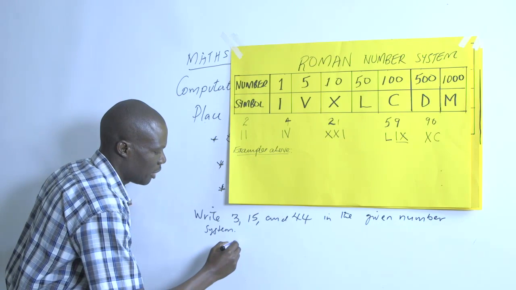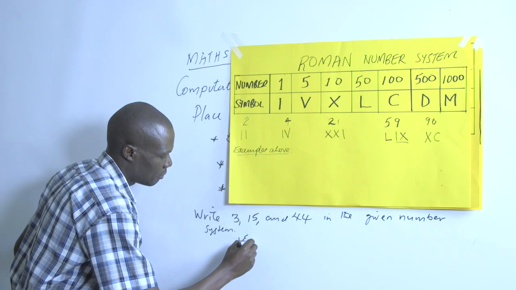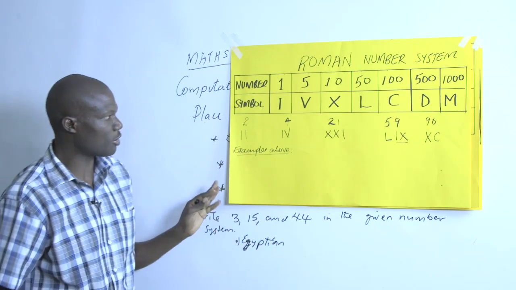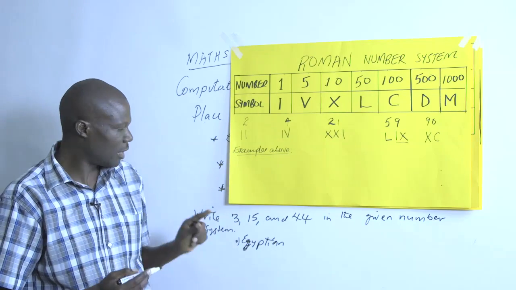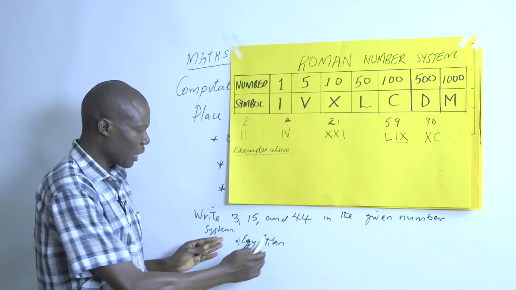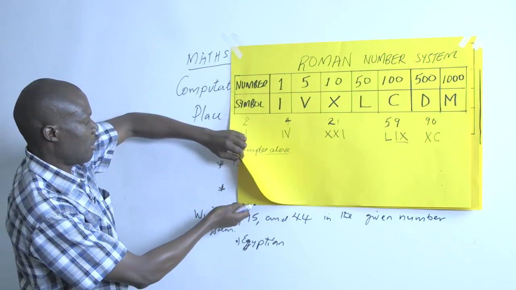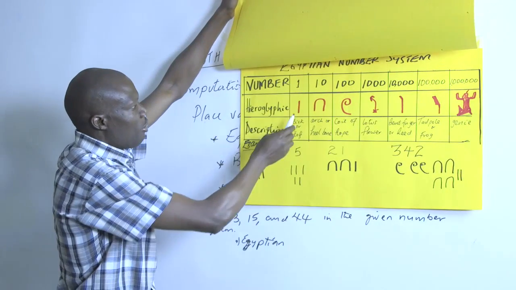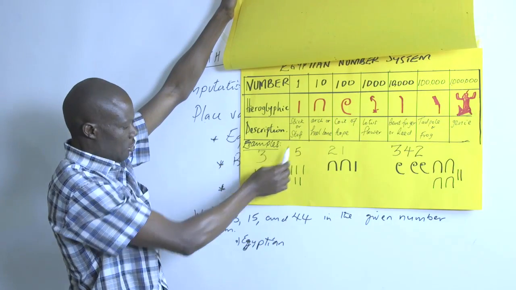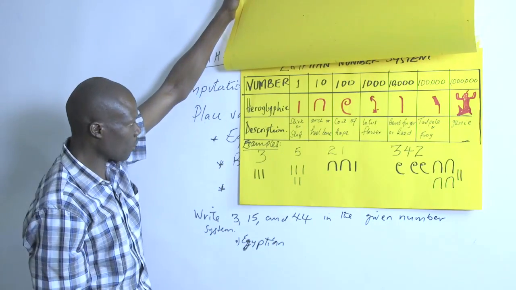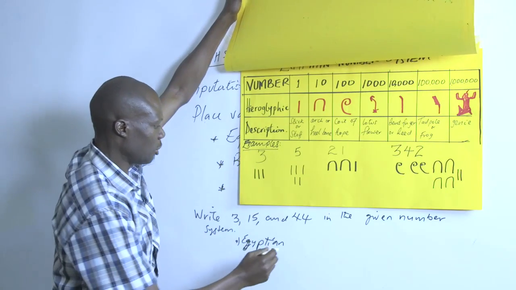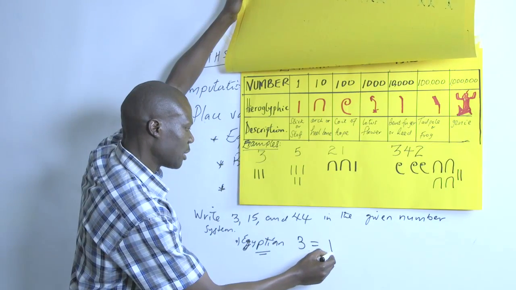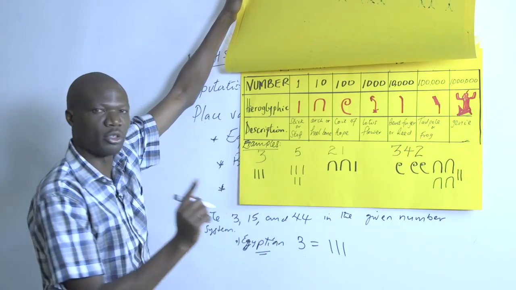The first one we have is the Egyptian. So we shall start with the Egyptian. We want to represent 3, and then 15, and then 44 using the Egyptian. Now, looking at our charts before we start off, this is the Egyptian. 1 is a stick. So to represent 3, we require how many sticks? 3 sticks. So to represent 3 in the Egyptian number system, it will be 3 sticks grouped together.